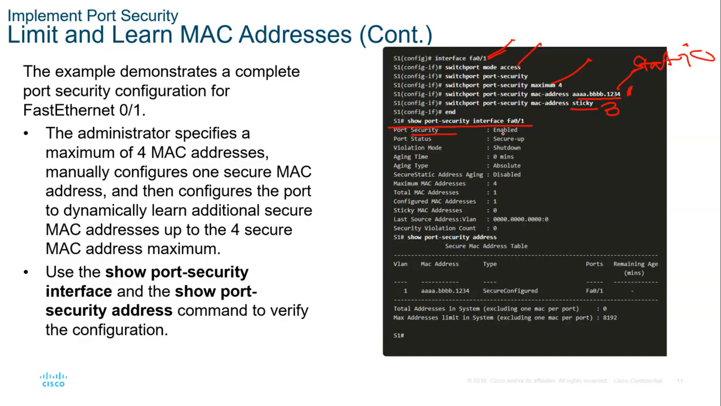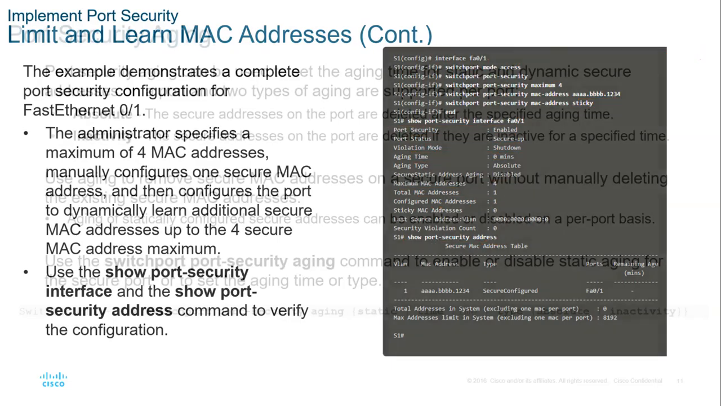Then we have the summary. As you can see, port security is enabled. Port status, secure-up. The violation mode is shutdown. Aging time, 0, absolute, and so on. Then the maximum MAC addresses, as you can see, there are 4. Total MAC addresses known by this port right now is 1, which is manually entered. Configured MAC addresses so far, still 1. We can also use this other command: show port-security interface, then the interface. Then we have show port-security address, which is general. This one is under a specific interface, but this one is a general command for the entire switch.